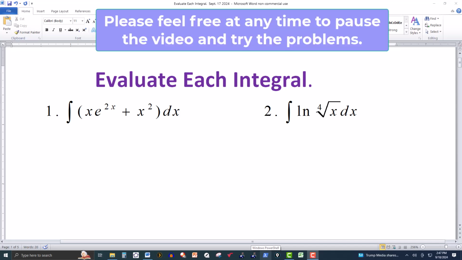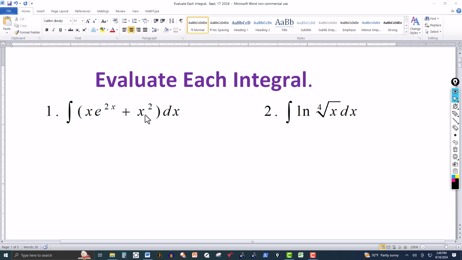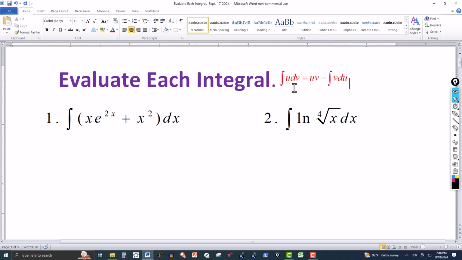In this video we have two integrals to evaluate. For the first one, the first term here is x e to the 2x. This one's going to involve integration by parts. And the second one we could break up into the integral of x squared dx. That's just a basic integration there. So we have the formula there for integration by parts.